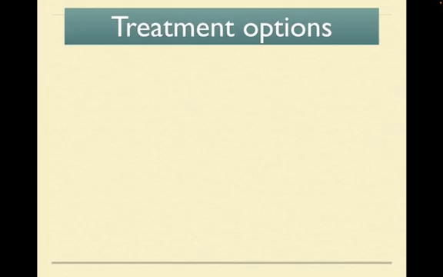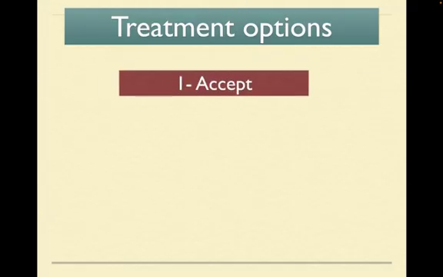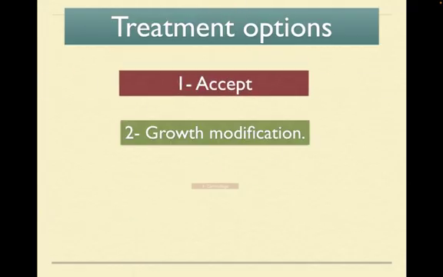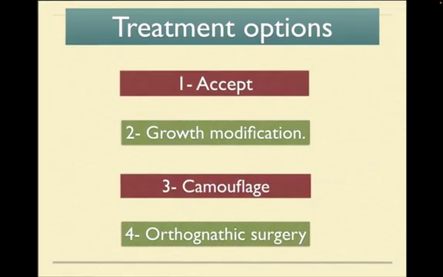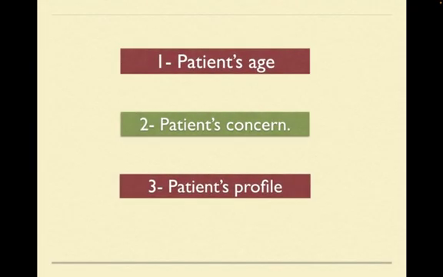It's always like this. We have 4 treatment options. Number 1 is accept, number 2 is growth modification, number 3 is camouflage, and the last one is orthognathic surgery. And again, which one are we going to go for? It depends on the patient's age, patient's concern, patient's profile, and definitely the severity of the malocclusion. So patient's age, for example, if the patient is young, we can try functional appliance. If the patient is adult and the malocclusion is mild, we can go for camouflage. If severe, we can go for surgery. Patient's concern, it depends on the patient.